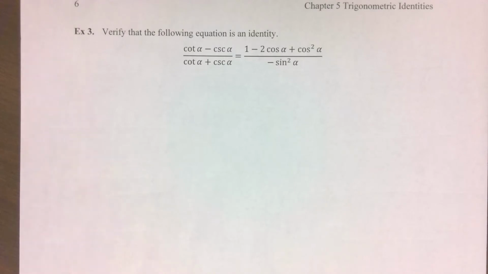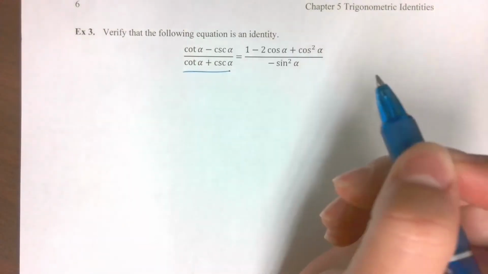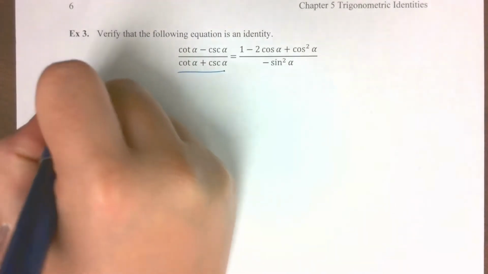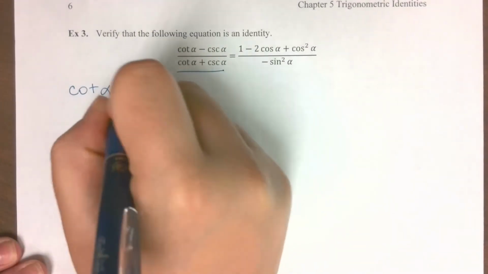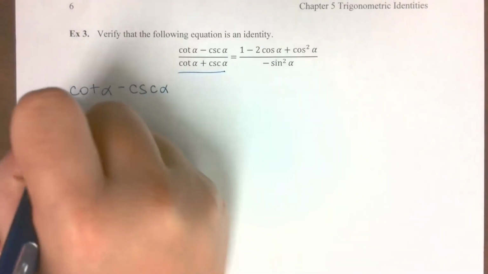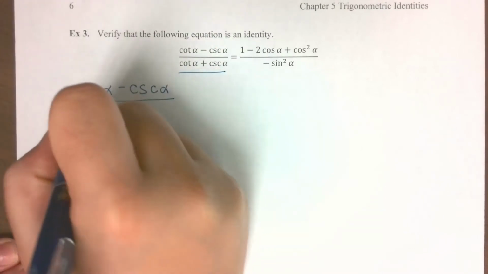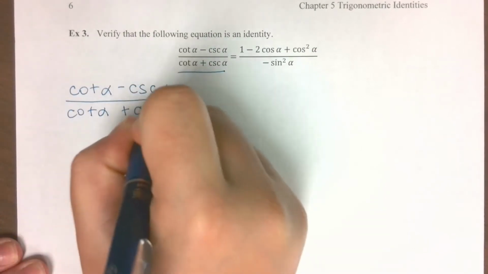Alright, so first we're going to go over example 3 from chapter 5.2. So hopefully you worked on this or tried to work on this at home. But now we're going to go through it in case you got stuck or have questions. Okay, so I'm going to work with the left side first. So we have cotangent of alpha minus cosecant of alpha over cotangent of alpha plus cosecant of alpha.